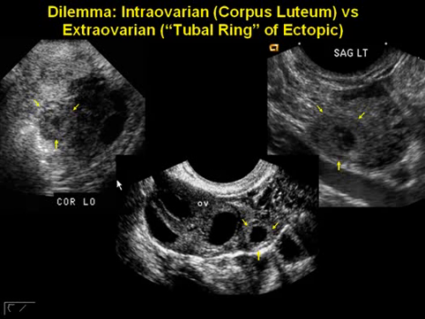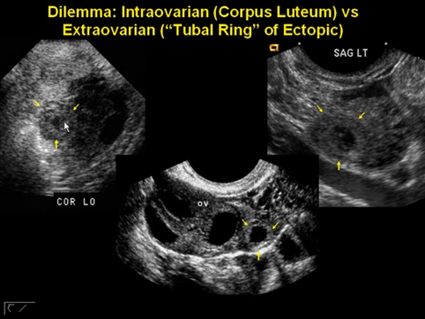So far I've said that the rules are pretty straightforward, and they are. And in most cases, we can pretty straightforwardly put the ultrasound in rule-out ectopic patients in one of the categories that I talked about. So why isn't it always easy? Well, one of the reasons that it's not always easy is that we sometimes get into a dilemma when we see a mass in the adnexa that we're not sure whether it's in or outside the ovary. We see a mass right up against the edge of the ovary, and it's unclear whether it's really in the ovary or outside the ovary.